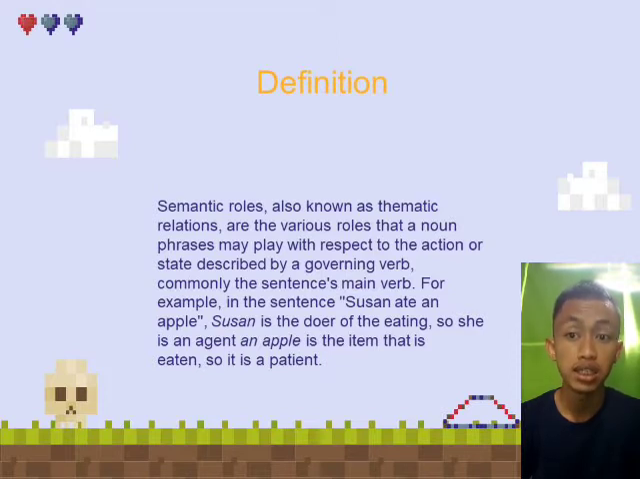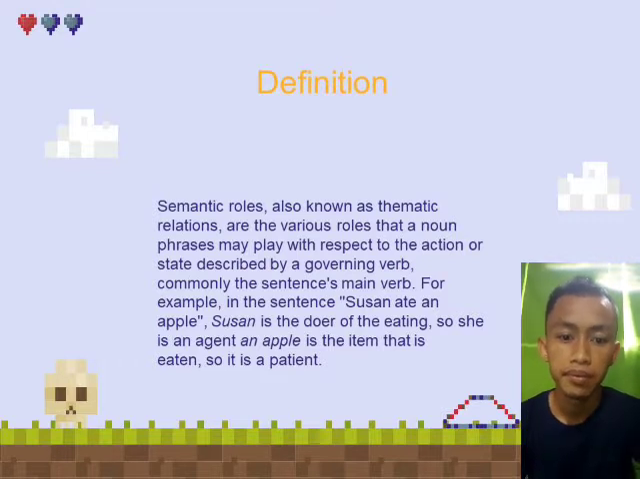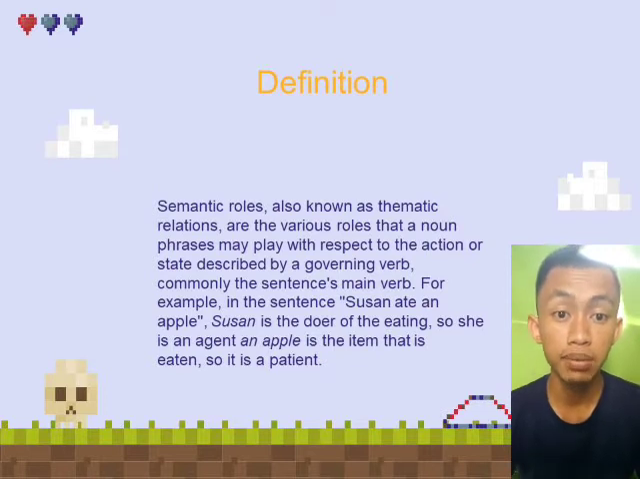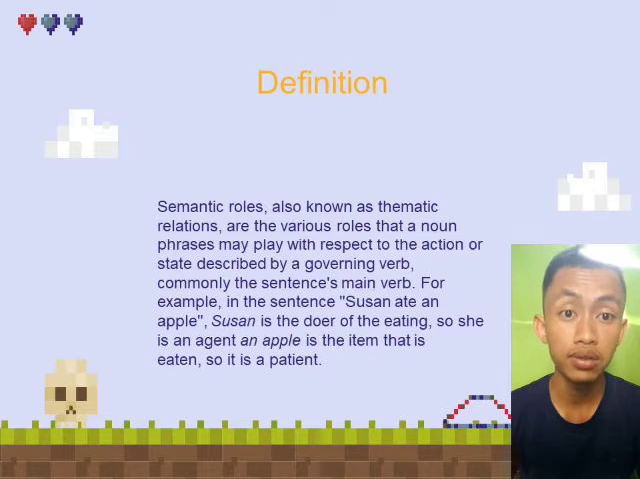Commonly, the governing verb is the main verb of the sentence. For example, in the sentence "Susan ate an apple," it means that Susan is eating the apple, so she is the agent, and the apple, because it's the item that Susan eats, is described as the patient. Actually, there are many kinds of semantic role, and I will explain some of them to you.